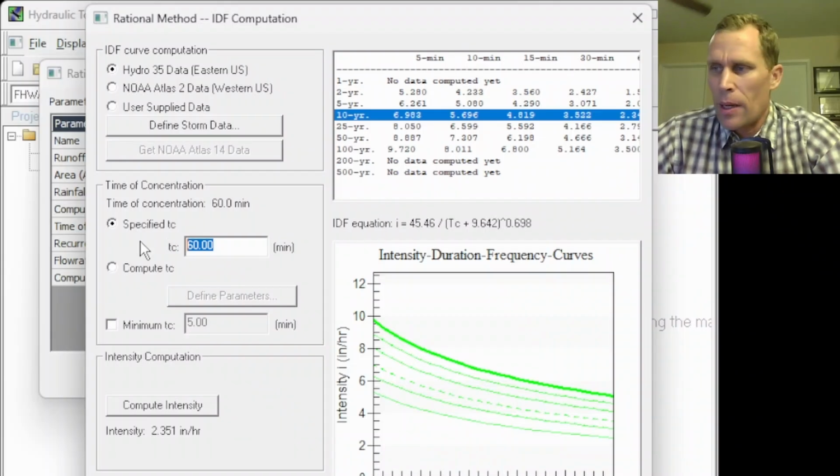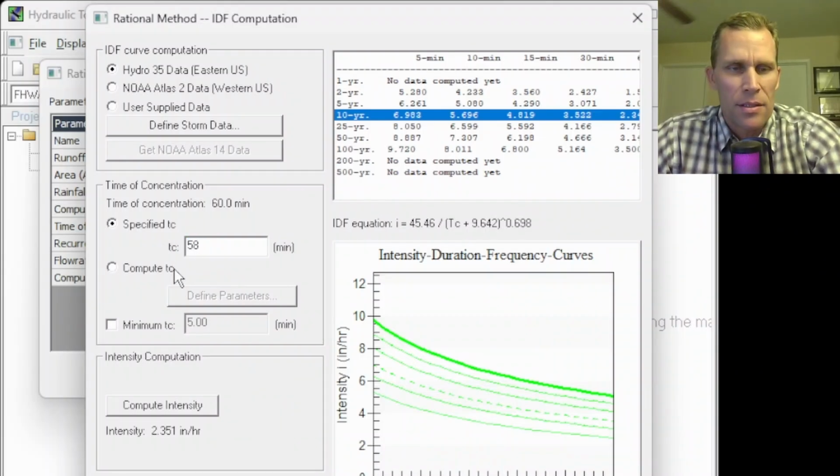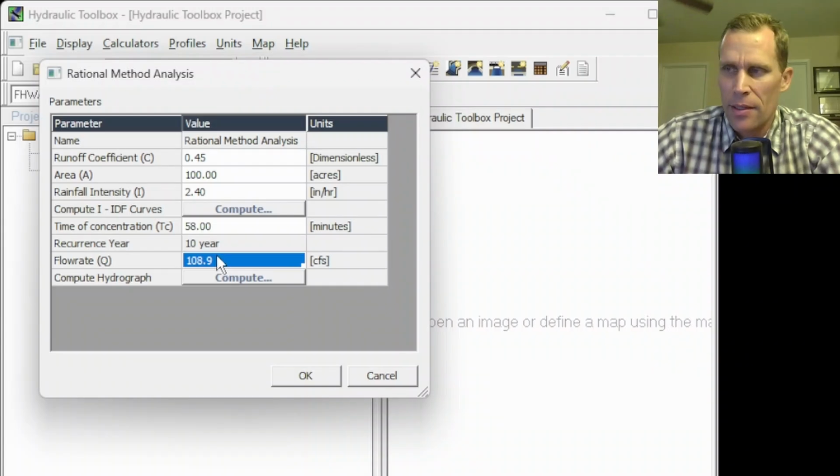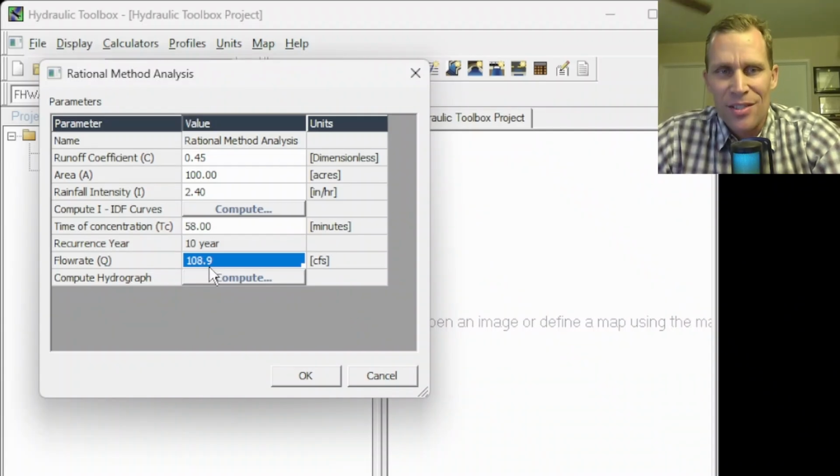So let's go with how about 58 minutes? See what happens there. Compute intensity. The intensity is 2.40 inches per hour exactly. Click on done, and now we have a flow rate of 108.9 CFS. So we were looking for 108.6 CFS. So I propose that that is a satisfactorily correct answer.